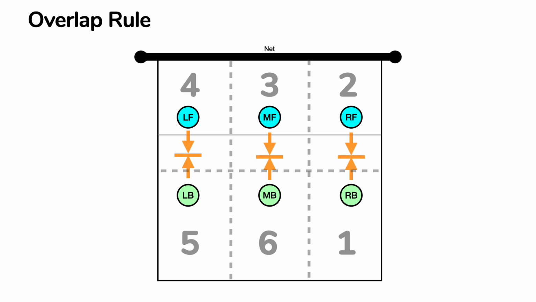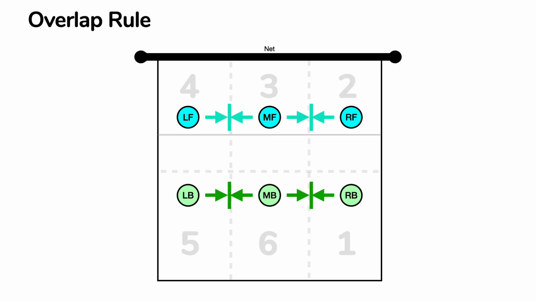As a back row player, you can't line up in front of the player in front of you, and front row players can't line up behind the player behind them. So the player in 4 can't be behind the player in 5, the player in 3 behind the player in 6, and the player in 2 behind the player in 1.